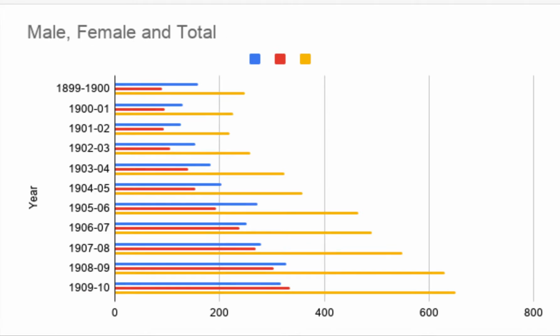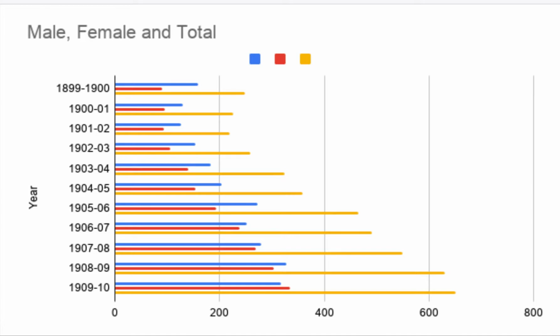So now we look at 1899 to 1910, and you can see that at this point, females are being enrolled. Maybe the reason that there's a gap in the data between 1867 and 1899 is that this is the year they started admitting females. I don't know. I'd have to look that up. But you'll notice that the overall number of students is going up.